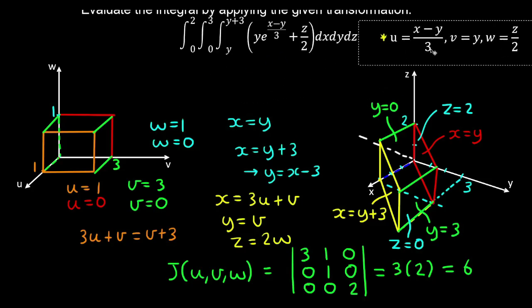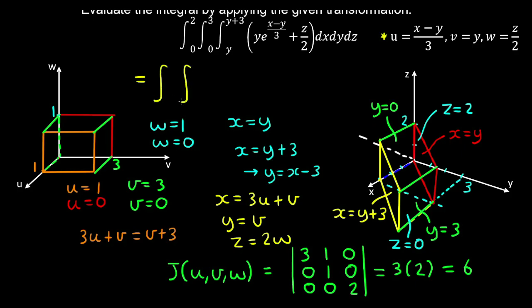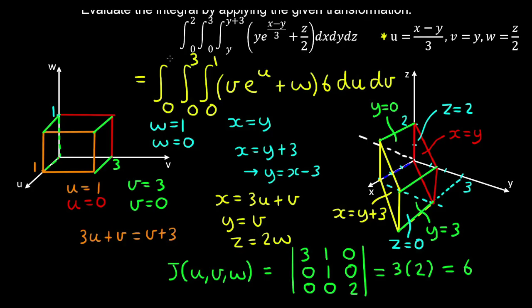Now let's move this over here and write our transformed integral over here. So we have the triple integral of our function. So we make the substitution y is equal to v, and u is equal to x minus y on 3, plus z on 2, which is w, and we multiply by the Jacobian, which is 6, and we first integrate over u from u equals 0 to 1, and then we'll integrate over v from v equals 0 to 3, and then over w from w equals 0 to 1.